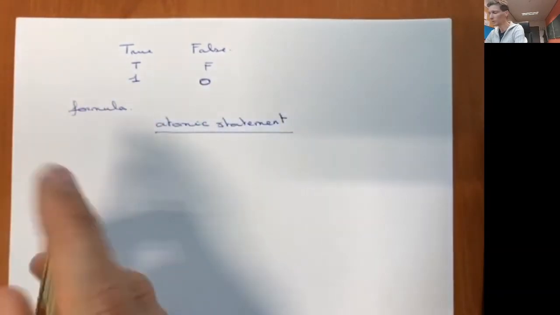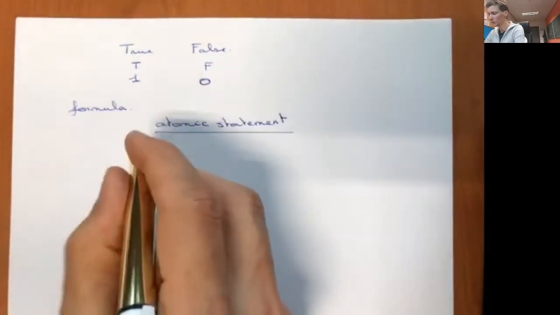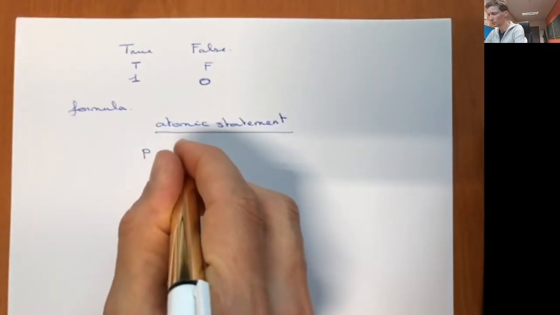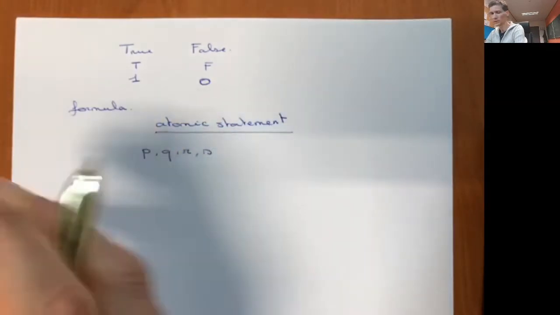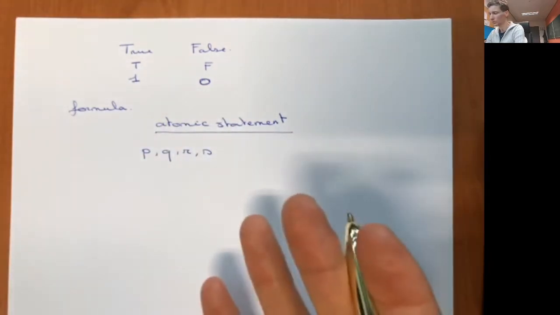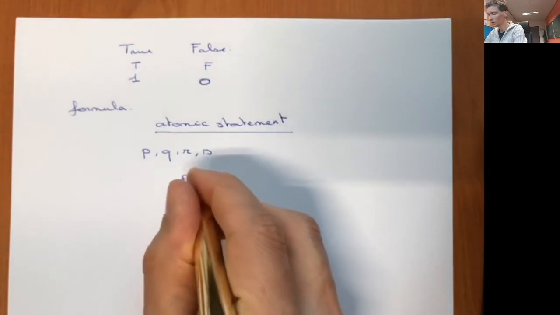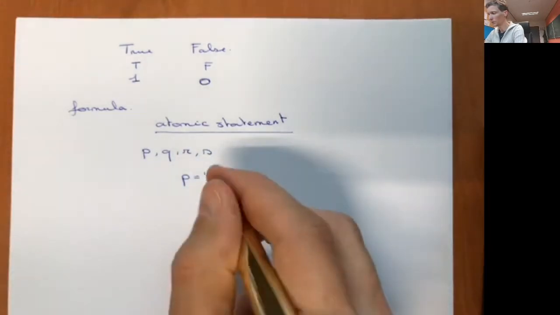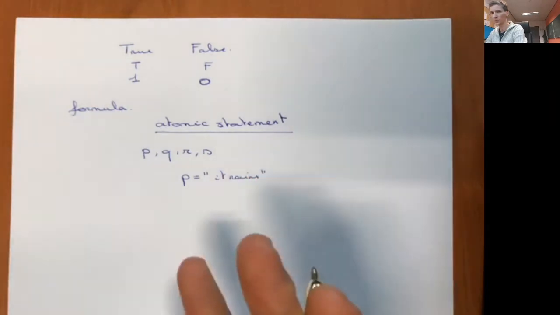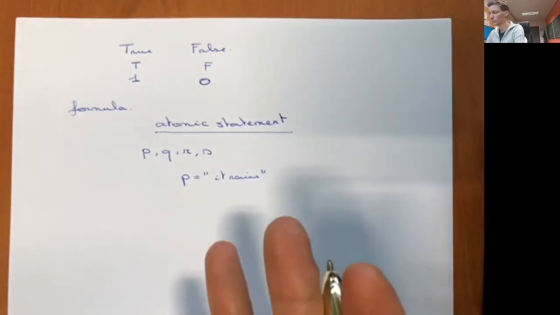Basically, it's a building block of a formula. We will use the notation small p, or q, sometimes r or s. These can stand for something that's either true or false, and it can be anything. So for example, p can be, it rains. It's just a simple sentence that's either true or false.